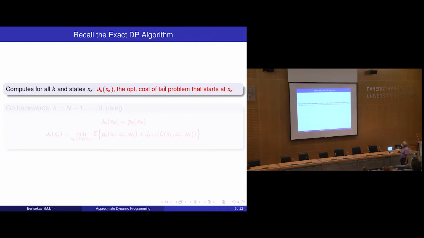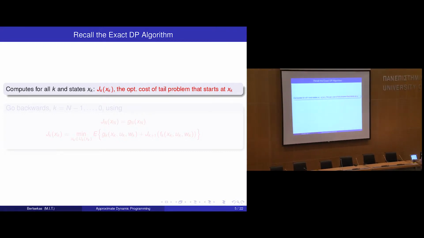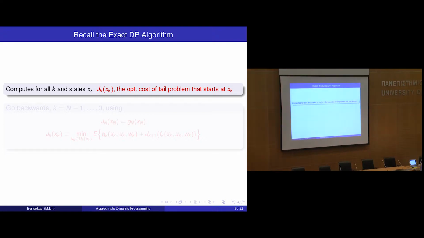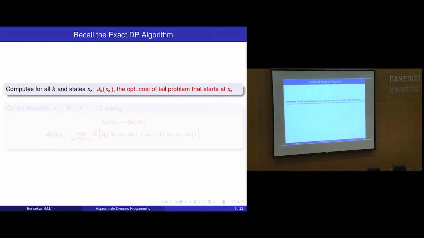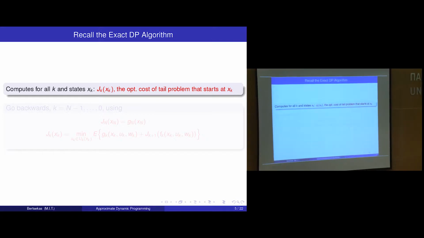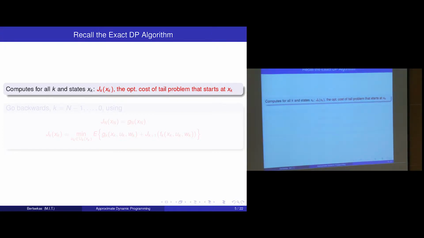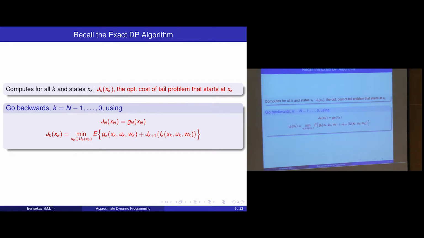So let's do a little bit of review. Remember the exact dynamic programming algorithm. It involves states, controls, disturbances, which are random, a system equation, and a cost per stage. The objective of the algorithm is to compute, for every k and all states xk, the optimal cost of the tail problem that starts at xk, which we denote by Jk of xk. That's what the dynamic programming algorithm computes, and it does so using these formulas here. We start at the very last stage and go backwards. At the last stage, Jn is just the terminal cost function. It's a function of the terminal state.